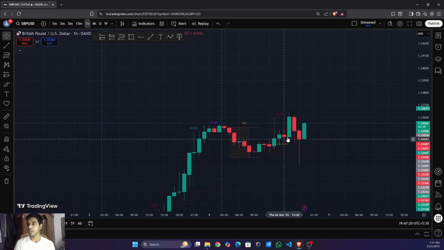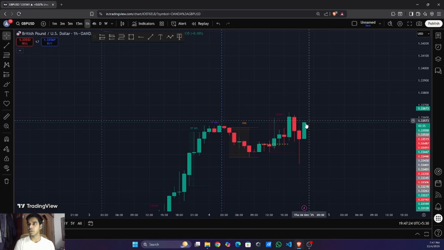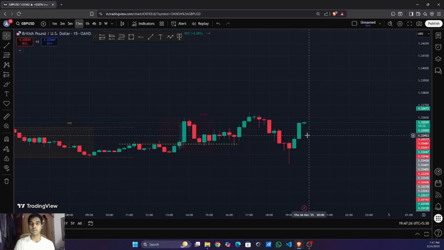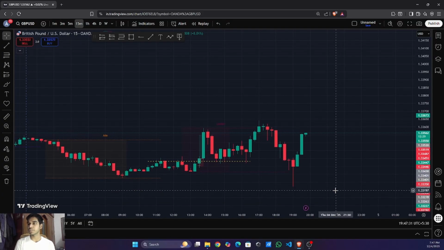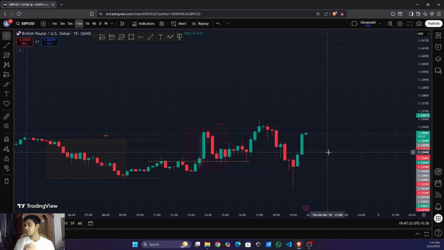Okay, nice. This was a good displacement. The selling wasn't that strong, and the current candle is also looking good. 15-minute good displacement, but no retracement for us to enter. One thing that can happen is we can trade the 15-minute fair value gap.